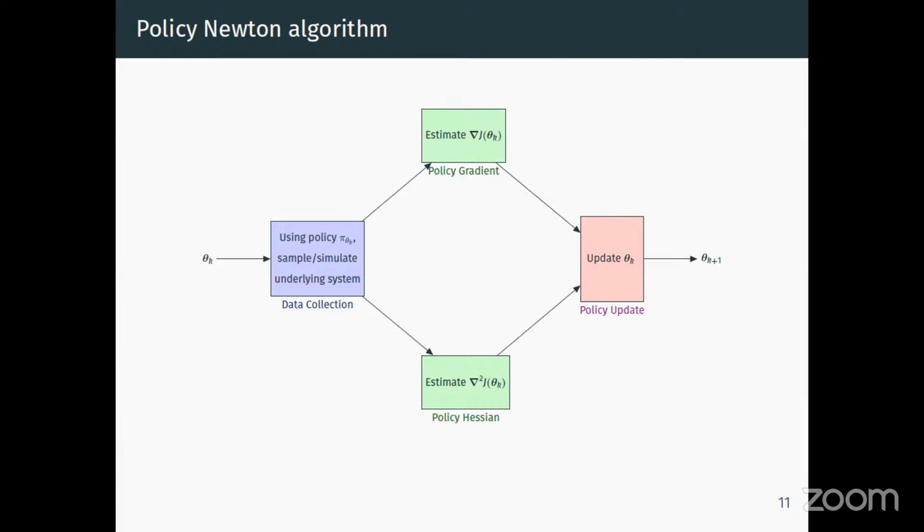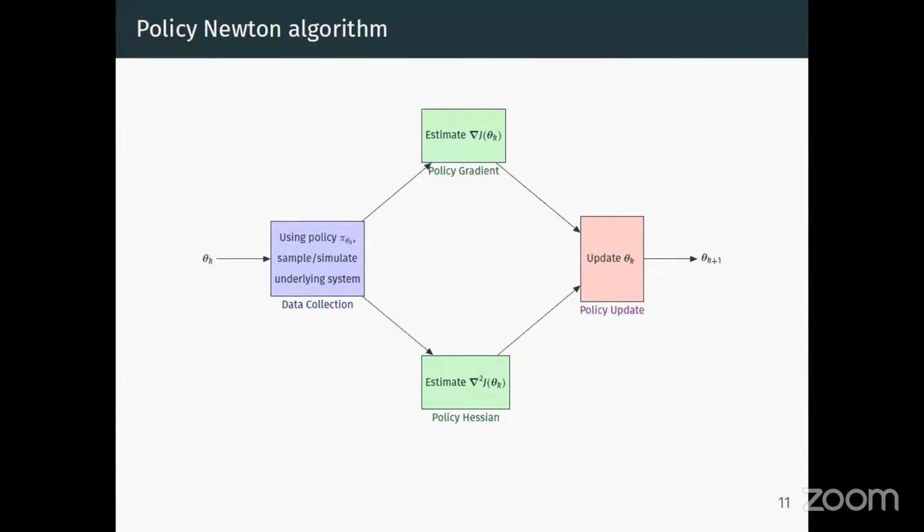So in an infographic, you have a policy, you simulate some number of trajectories, estimate the gradient, estimate the Hessian, and use them both to update your parameter. So this would be a broad schema for a second order algorithm. How you update depends on whether you're doing normal Newton or a cubic regularized Newton or some other variation.